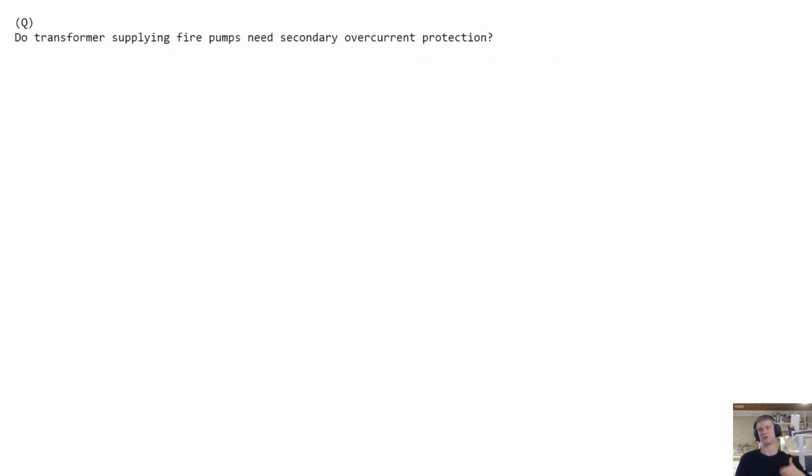Next, do transformer supply fire pumps need secondary overcurrent protection? And the answer for this is no. And that's the last question.